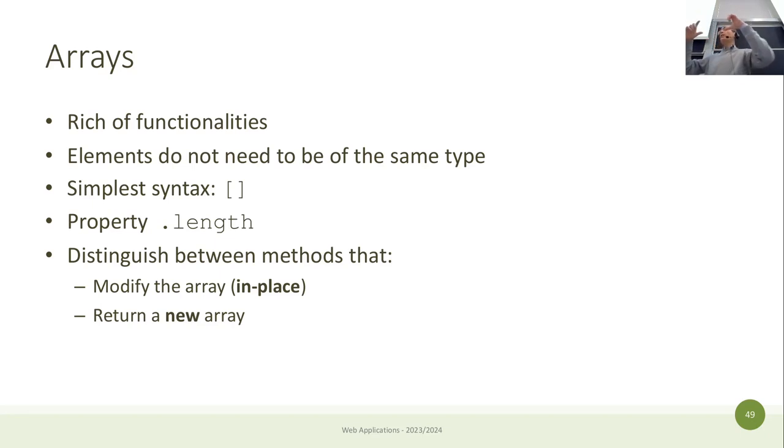The simplest syntax, you already saw, is the squared bracket. The array has a property dot length. So it's not like C, where we need to go to the end and remember if we already defined the size or we put a zero at the end, etc. No, that's an object, it has a property, length. Okay, like Java, for instance. I think Python as well, I don't remember. No, Python has a function, anyway.